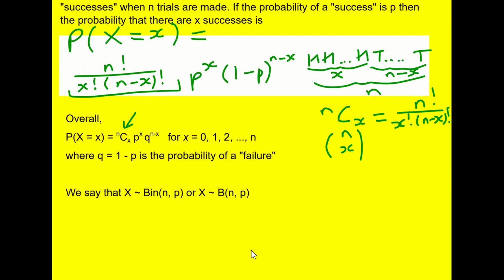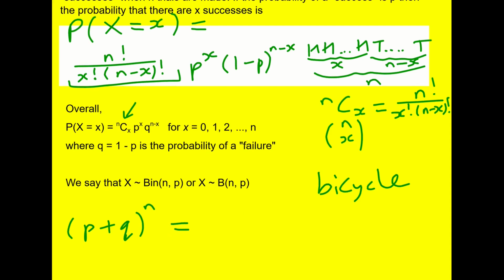Now you might be thinking, why has it got anything to do with binomial? Well, binomial because it means two, like bicycle has two wheels. So we're getting a success and a failure. If you want to link it to the binomial distribution, then we can do that because we could actually do p plus q to the power of n, and we could expand that using our knowledge of the binomial theorem. Sorry, that's what I was trying to link it to. We're trying to link it to the binomial theorem now.